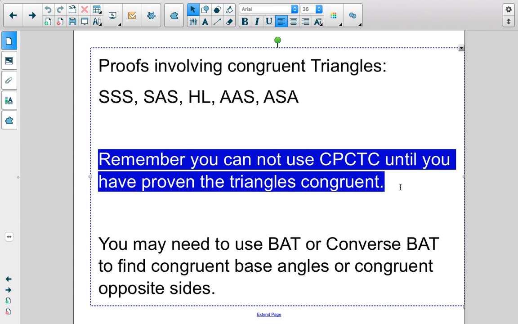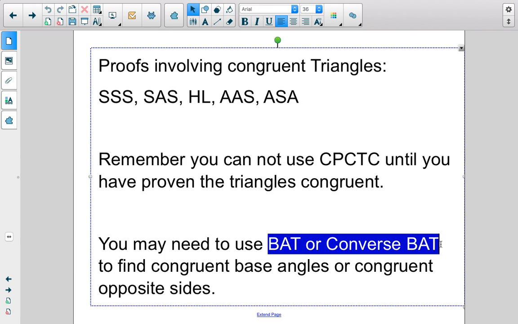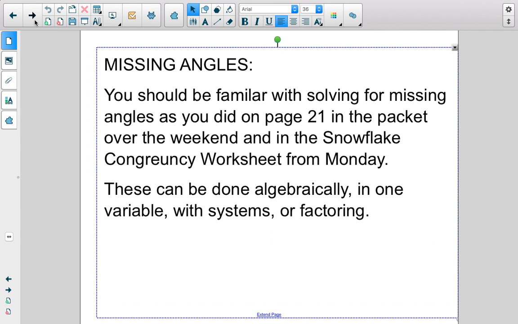So it's so very important. And you may need to use that base angle theorem or the converse to the base angle theorem in order to find certain angles congruent or opposite sides congruent when you're doing a proof.